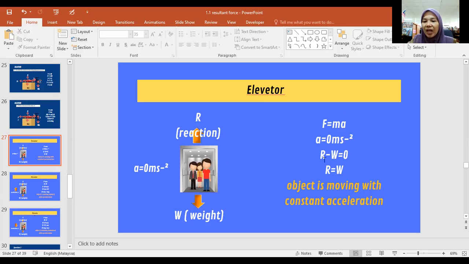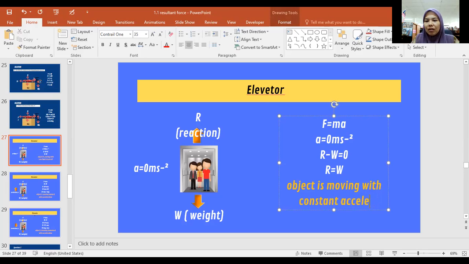So F refers to all the possible forces acting on this object. We have R and W. R minus W is equal to 0, so R is equal to W. What is R? Reaction. What is W? Weight. The object is moving with constant velocity in the elevator. Not accelerating, constant velocity. Acceleration is 0.